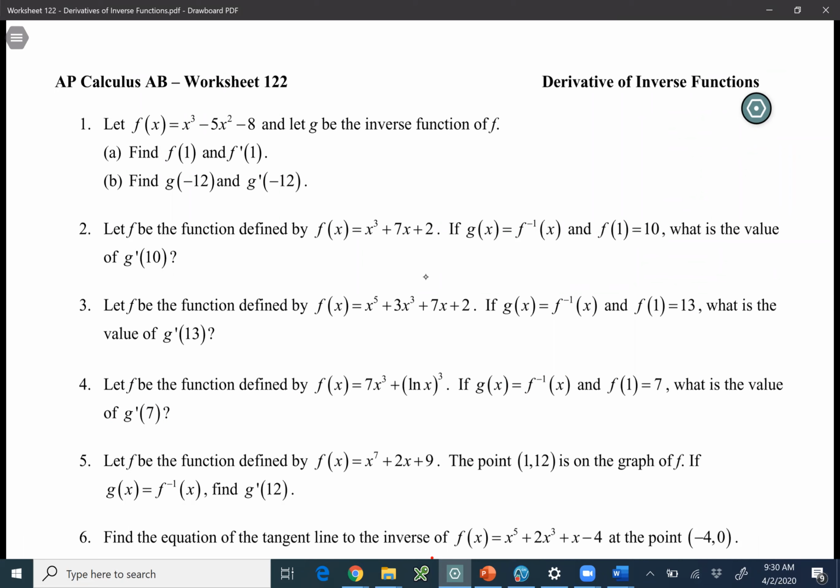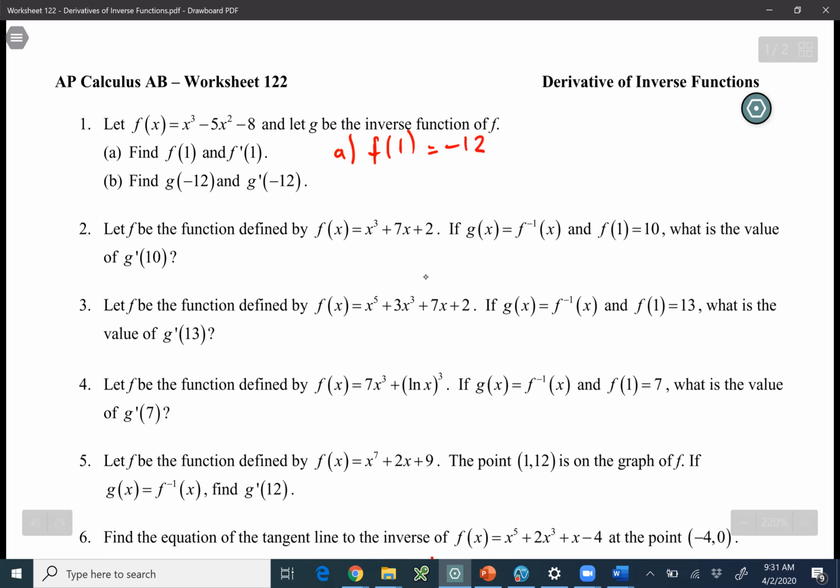So 1 says let f of x equal x cubed minus 5x squared minus 8, and let g be the inverse. So this one, they're walking us through an easier process, which is to first just plug in f of 1 and f prime of 1. So on A, f of 1, I don't think you guys really need me to show any work there. We're just plugging it in. So f of 1 is 1 cubed minus 5 times 1 squared, so 1 minus 5 minus 8. And when you do that, you get negative 12.